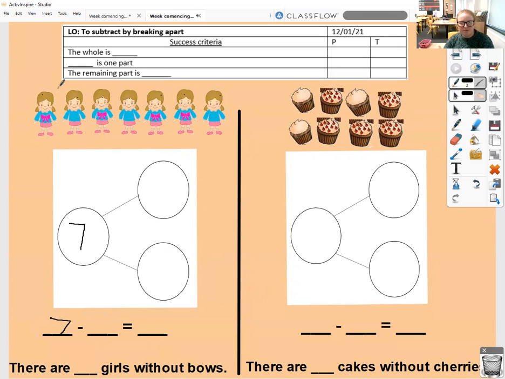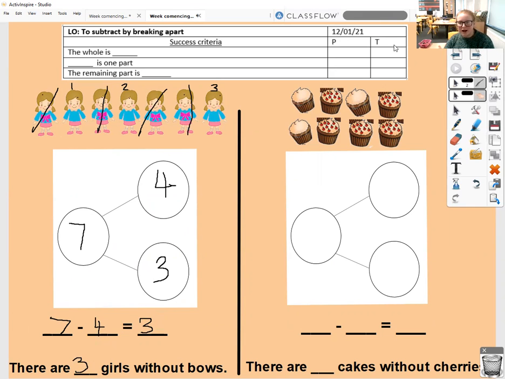So how many girls do have bows? 1, 2, 3, 4. There are 4 girls with bows. So 7 subtract 4 equals, what is my remaining part? How many girls are there left without bows? 1, 2, 3. So the whole is 7, one part is 4, the remaining part is 3. 7 subtract 4 equals 3. There are 3 girls without bows on.